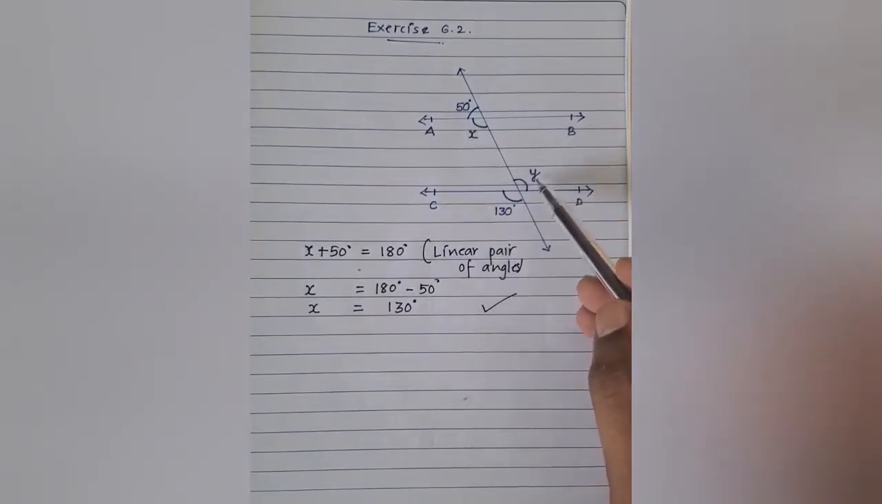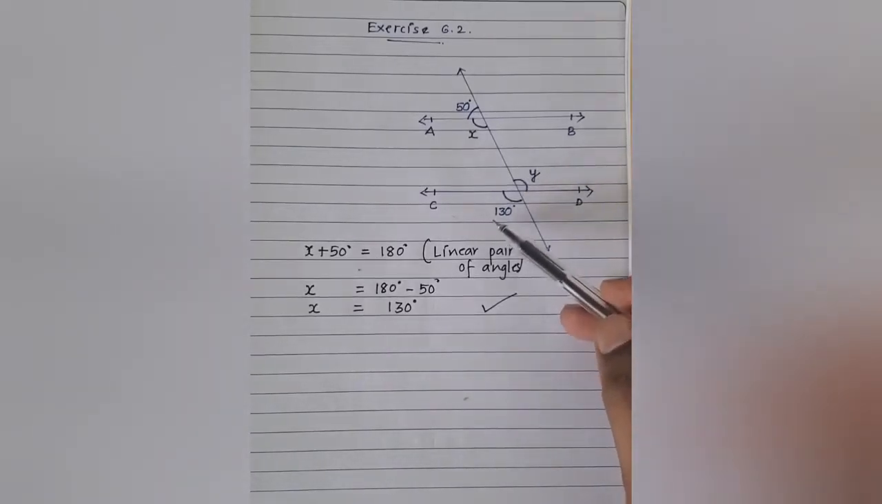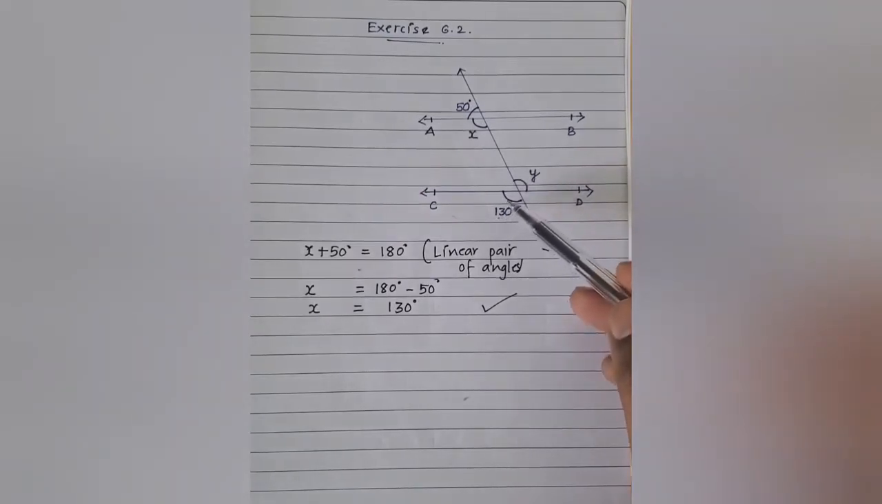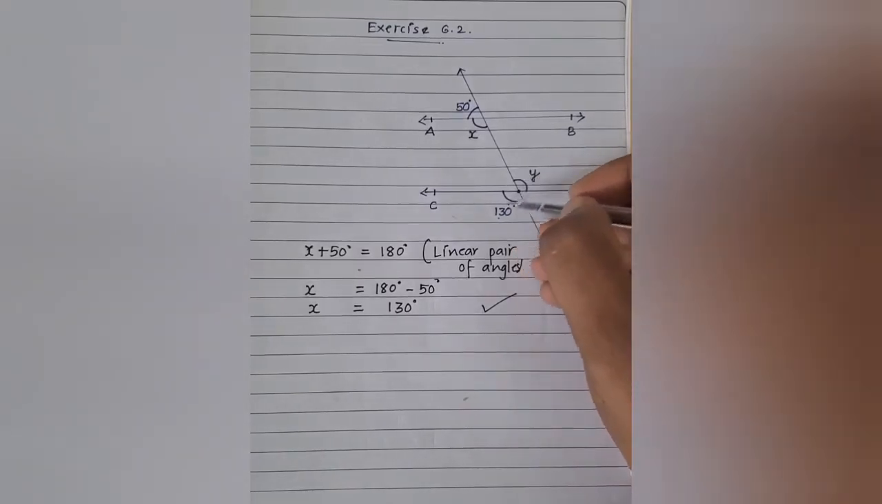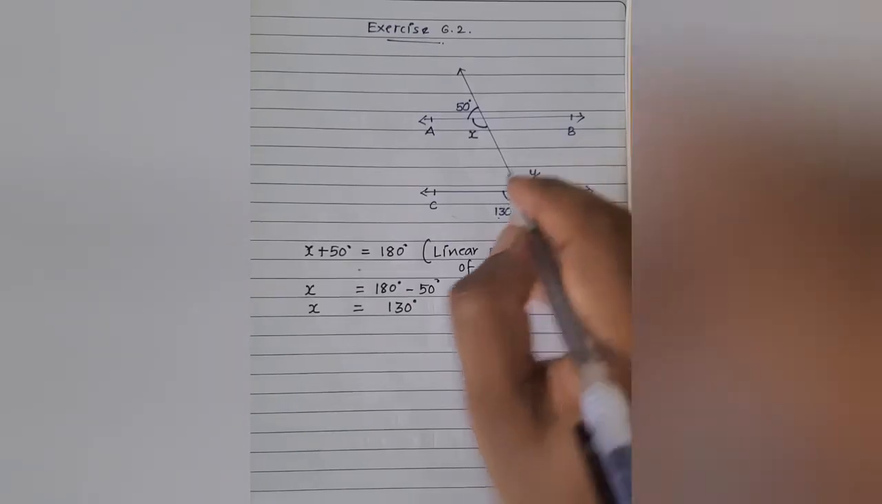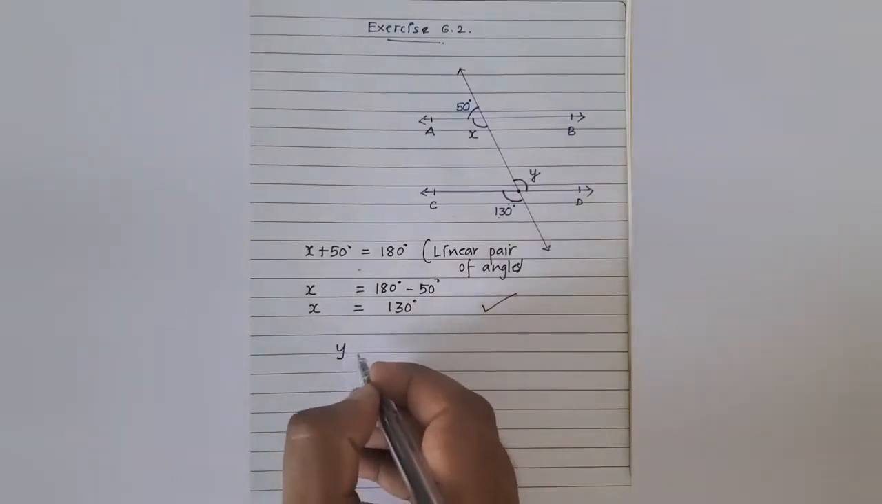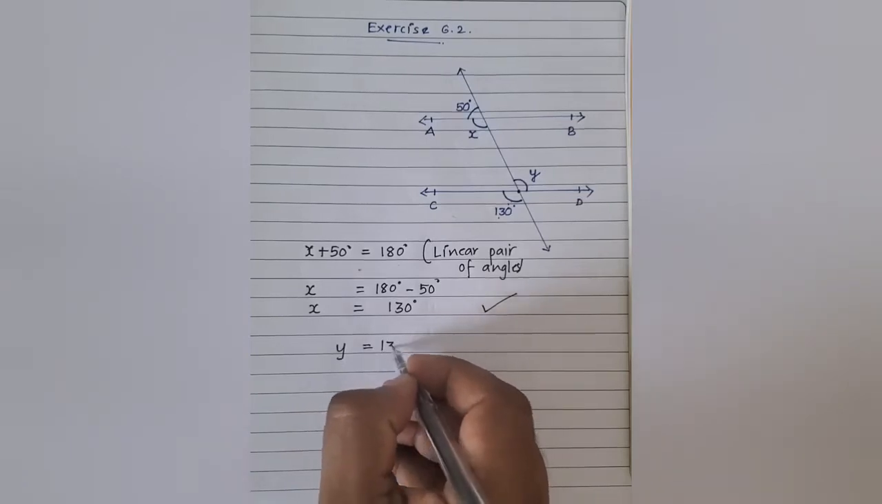The measure of y. Now, if you could observe the figure, y and this angle which measures 130 degree also are a certain type of angle. What type of angles do they form? They form vertically opposite angles. Now if you could observe here, this is a vertex, and these are two angles on the opposite sides of the vertex. So y will be equal to 130 degree.